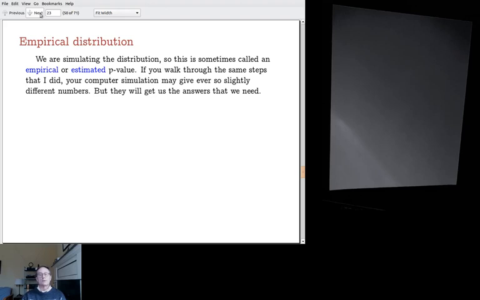Okay, so we're of course not giving the mathematical formula for the distribution of samples. Instead, we're simulating it by doing things on the computer. So that's called an estimated p-value or an empirical p-value. And I can get a 1.5 and you can get a 2.5. So that's an awkwardness with those numbers.